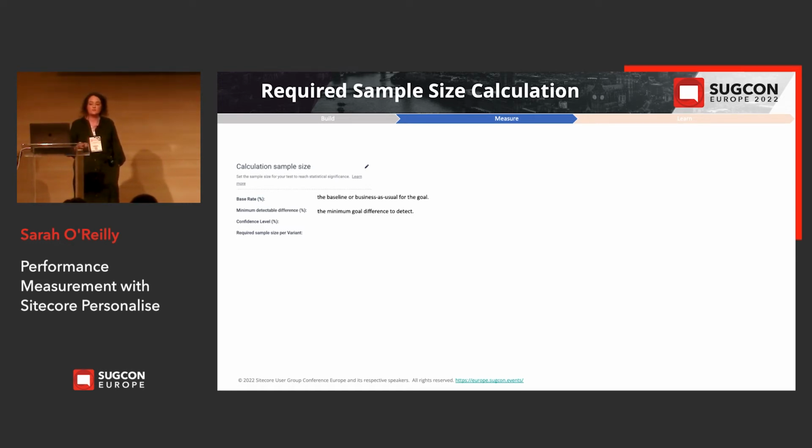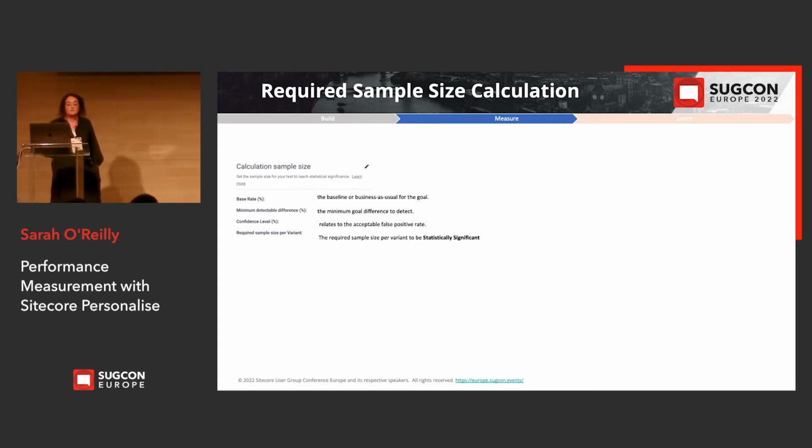Then there's confidence level. The confidence level is the acceptable false positive rate, or how repeatable you want your experiment to be. So if it's 95%, it means if you ran your test 100 times, 95 times you would get the same result, and 5 times you would get a different result. And then all of that pops out what our required sessions per variant is going to be, and this is the value to reach statistical significance. So it's not always the same value, it depends on the input values that you're putting in here.